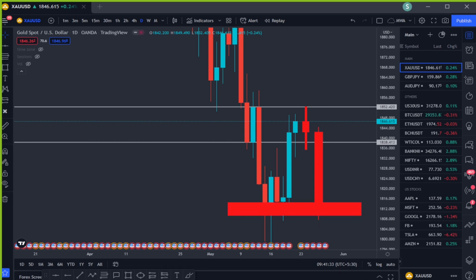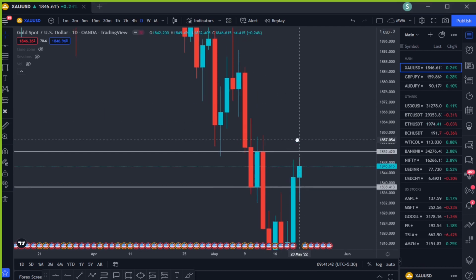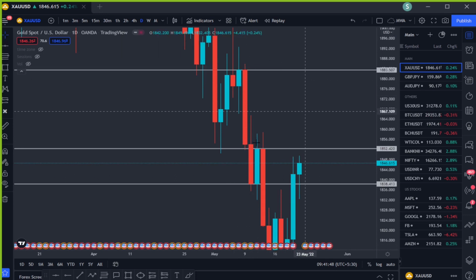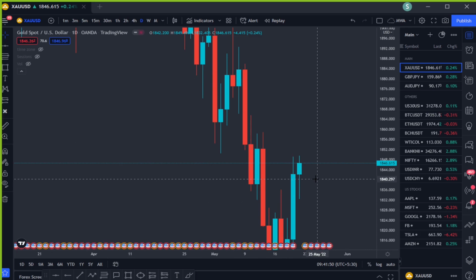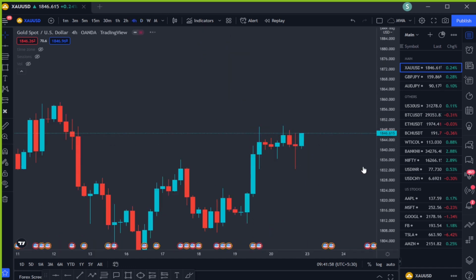So it totally depends upon how the next daily candle closes, because if we had closed above this resistance, we would have anticipated the price to go to the next resistance, which is right up here. So this is what's happening on the daily. As the last daily candle closed bullish, we'll still be looking for long trades only.